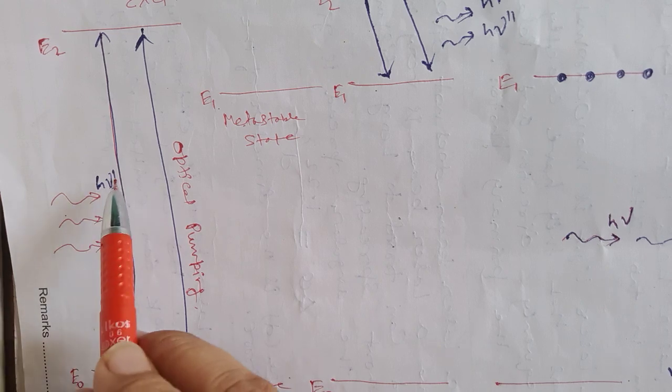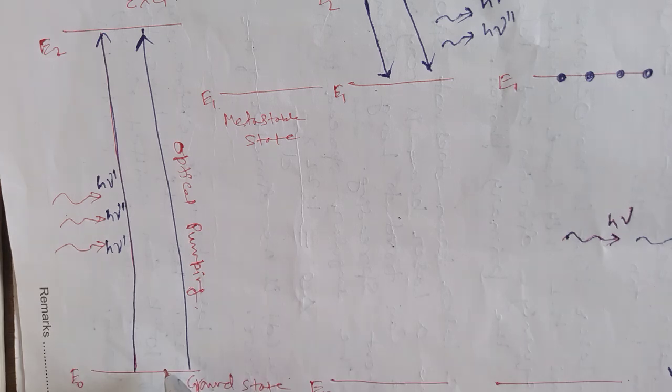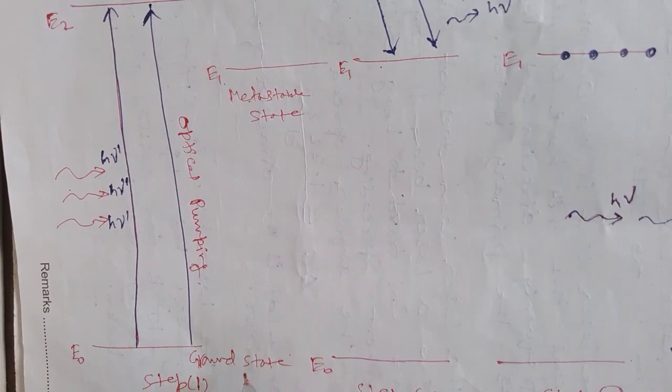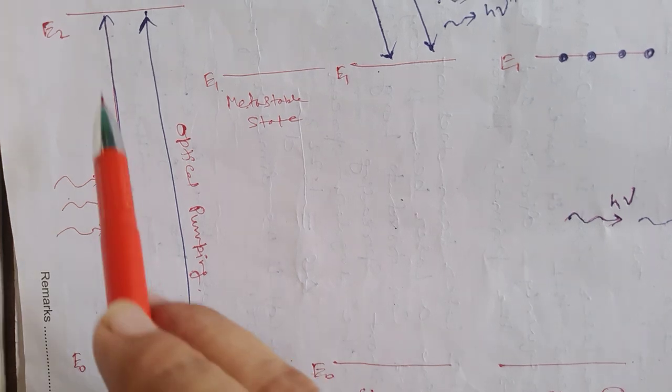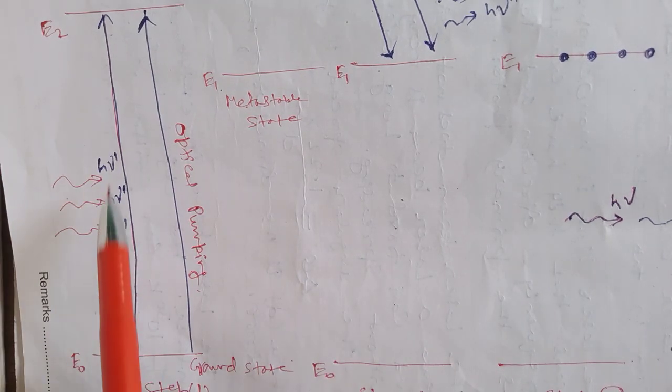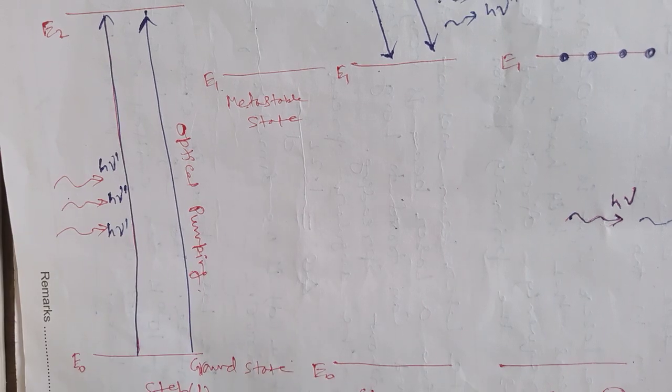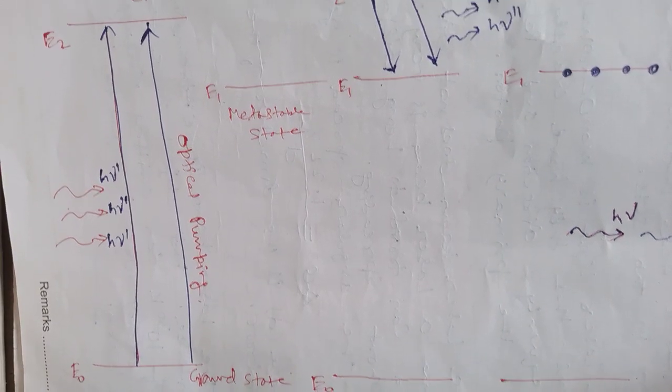and this energy is equal to E2 minus E0, right? So E2 means the energy of the excited state and E0 is the energy of the ground state. So E2 minus E0 equals h nu dash. This is the formula of the first step. And what about the second step?